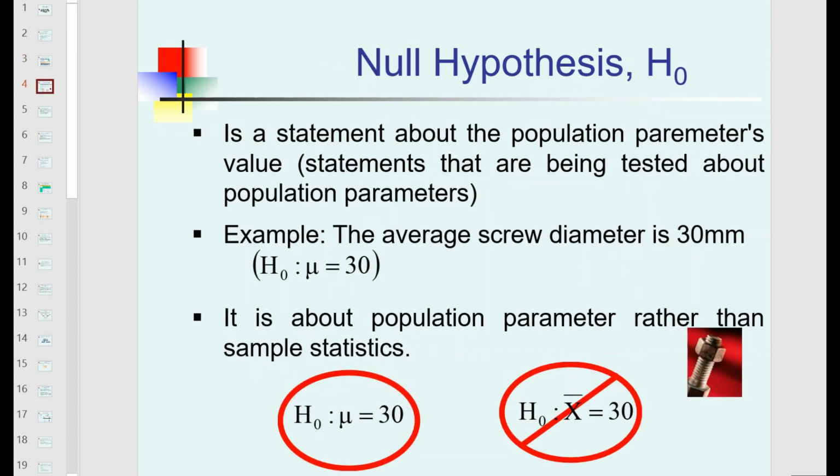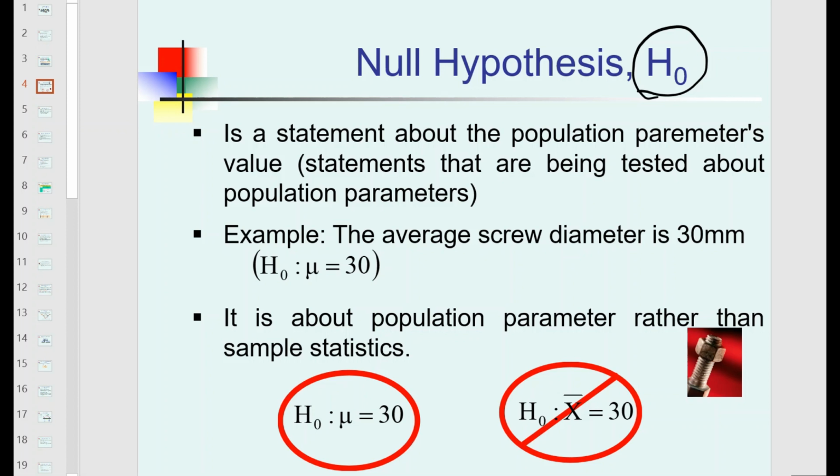So just now I've mentioned stating the null hypothesis. So you see that this is the notation of the null hypothesis. So this is a statement about the population parameter value. It is a statement that is being tested about the population parameter, the thing that you want to test about that population parameter. So we will go on explaining what is the null hypothesis, what statement you can describe when you want to test about the population parameter.